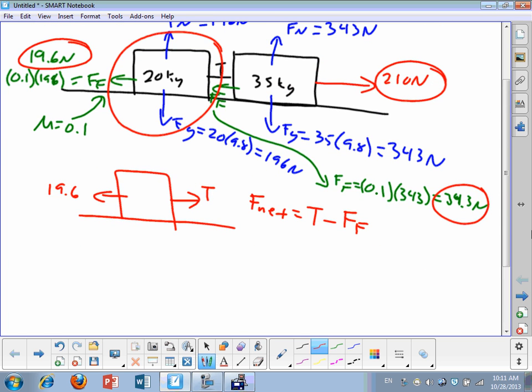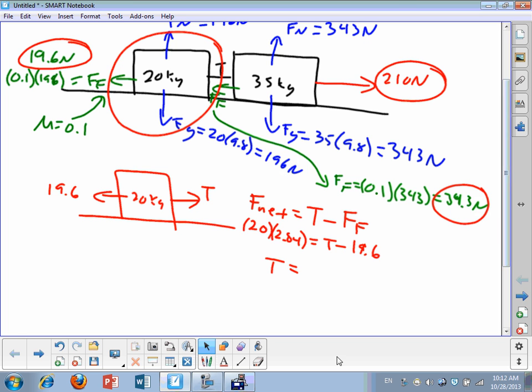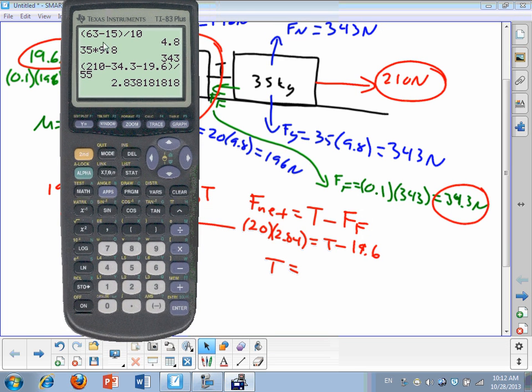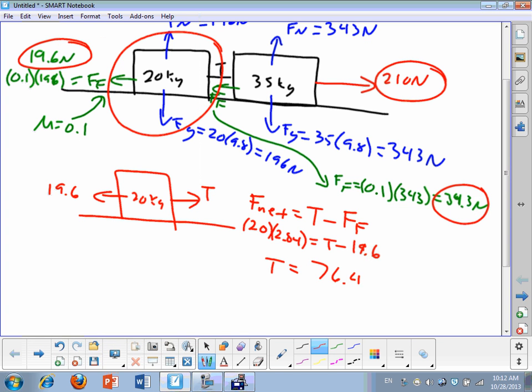Now this object was 20 kilograms, and I know its acceleration is 2.84. Will be the tension and its force friction, 19.6. So to find the tension in that string, it is going to be 20 times 2.84 plus the force friction of 19.6. Force tension is going to be 76.4 newtons.